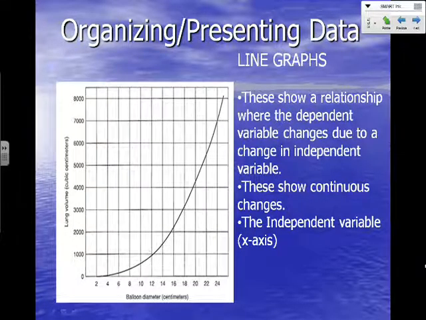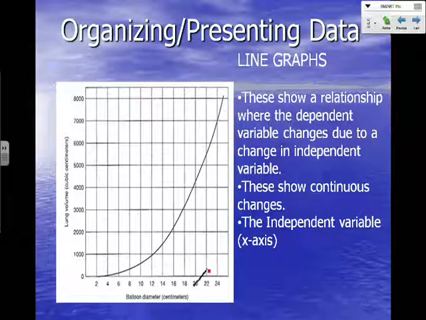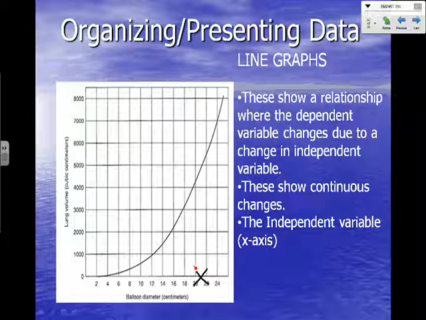The independent variable is always on the x-axis. Now, for those of you that do not know, this down here is the x-axis. Okay, so it's the one that goes horizontal on the graph. The independent variable is always on the x-axis.